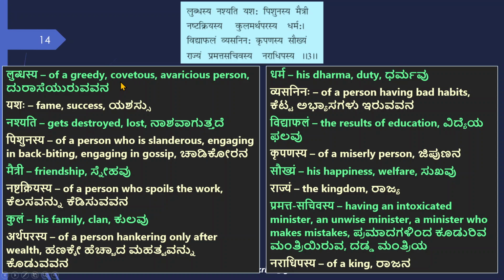Lubdhasya, of a greedy, covetous, avaricious person. Yashaha, fame, success. Nashyati, gets destroyed, lost. Pishunasya, of a person who is slanderous, engaging in backbiting, engaging in gossip. Pishuna is a person engaging in gossip. Maitri, friendship. Nashtakriyasya, of a person who spoils the work. Kulam, his family. Arthaparasya, of a person hankering only after wealth. Dharma, his dharma. Vyasaninaha, of a person having bad habits.